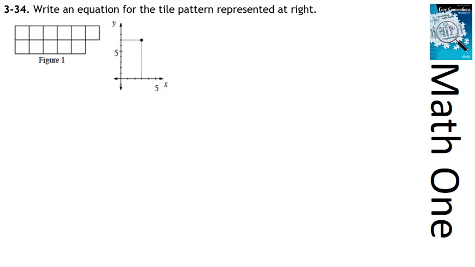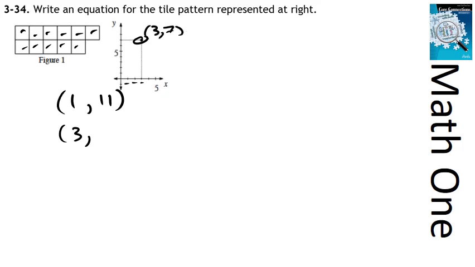So I can see that figure 1 has 1, 2, 3, 4, 5, 6, 7, 8, 9, 10, 11 tiles. So figure 1 has 11 tiles. And figure number, let's see, it's 1, 2, 3. Figure number 3 has 5, 6, 7. So this is the point right here, 3, 7. So figure 3 had 7 tiles.